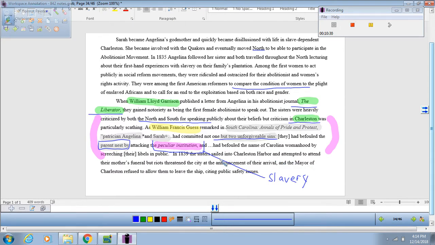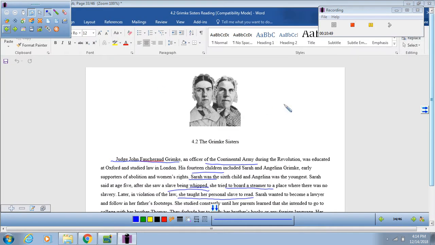Last, they said that after their mother's funeral, they tried to go to Charleston and attend her funeral, but riots erupted when their arrival occurred, and the mayor refused to allow them to leave the ship, citing public safety issues. So these two sisters, Sarah and Angelina Grimke, would be the abolitionists from South Carolina, and at great personal cost, because they pretty much estranged themselves from their own family by taking the course of abolishing slavery.